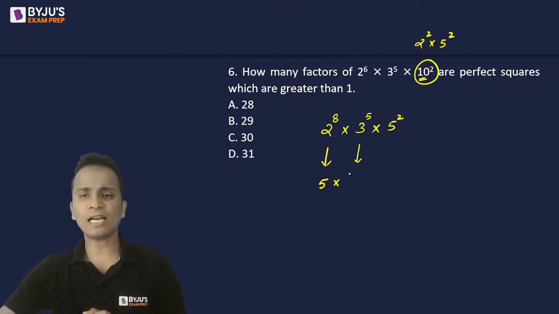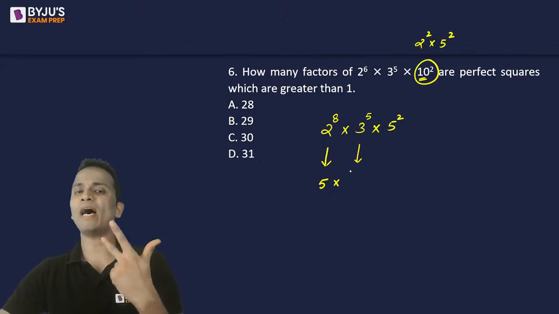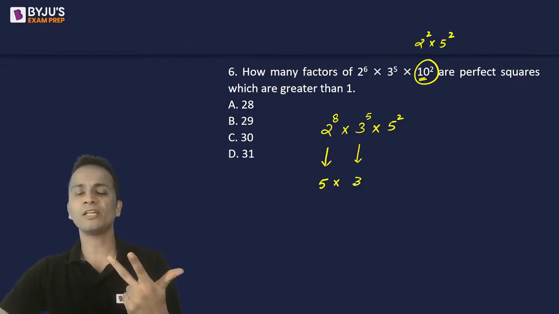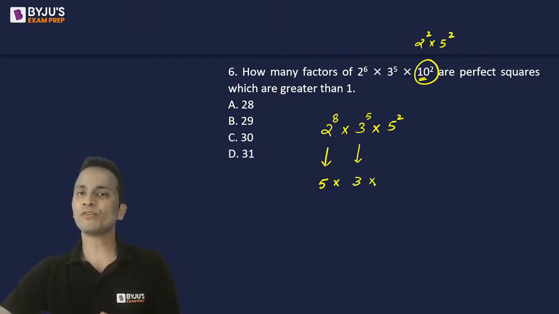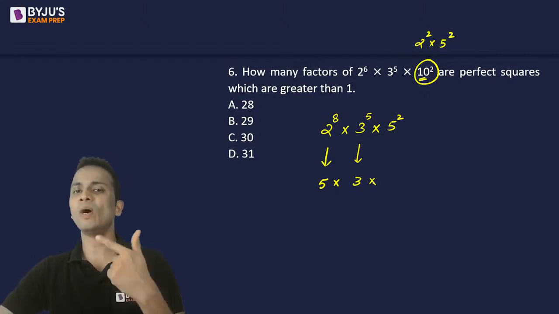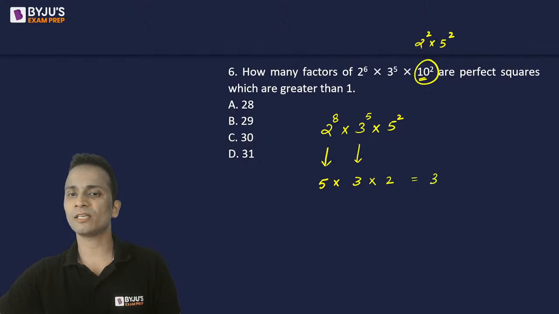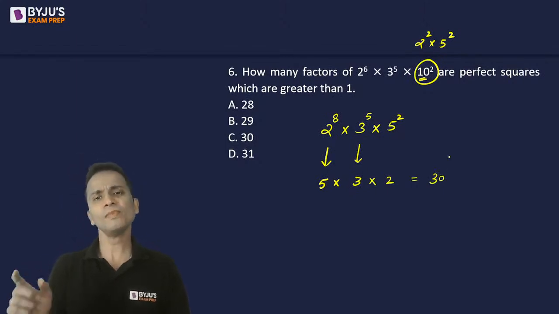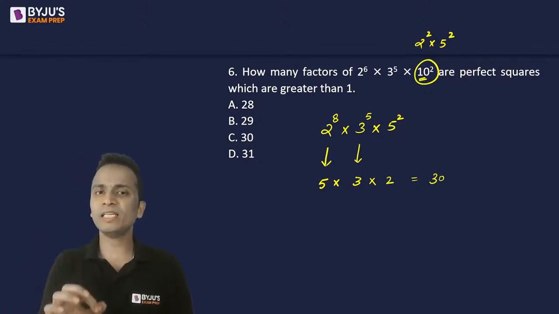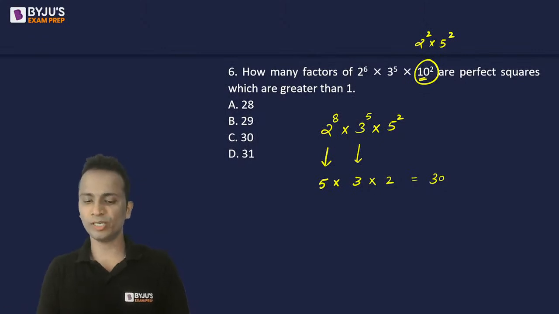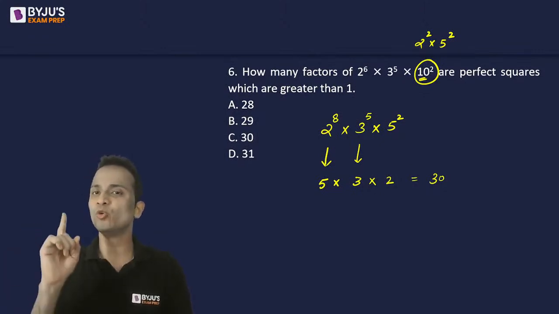So the powers of 3 that will be considered will be 0, 2 and 4. So it will be considered in 3 ways. And powers of 5 considered will be 0 and 2. That means 2 powers. So the total number of factors which are perfect squares will be 5 into 3 into 2, that is 30. Alright. Now, these 30 factors which are perfect squares will also include 1.